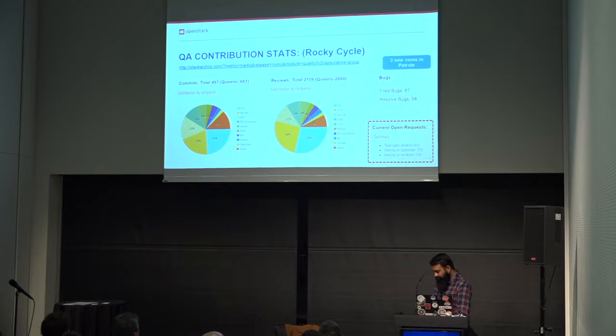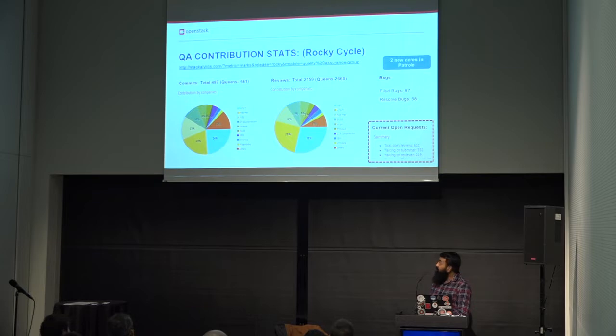And these are some contribution stats I collected. This mainly shows the activeness we have in terms of the number of contributions and contributors. The number of commits is 497 in the Rocky cycle, which is a little less than the Queens cycle, but still a very good number. And on reviews, we have around 2,000 reviews in five to six months, and we filed 87 bugs and resolved 58 bugs.